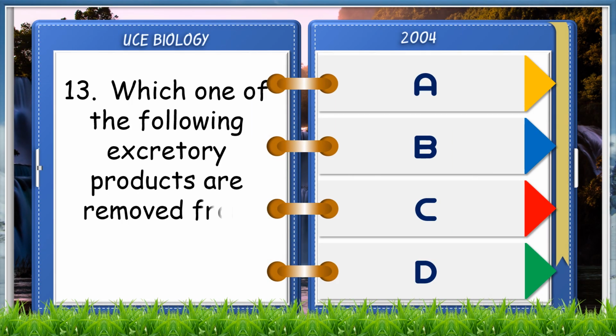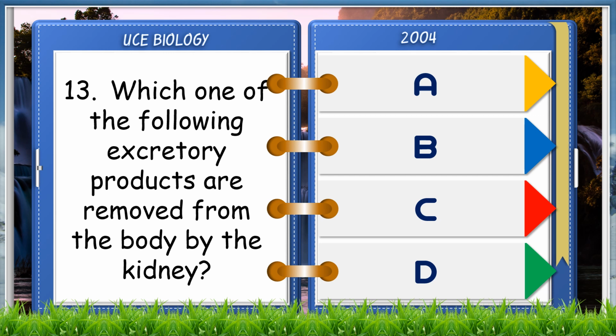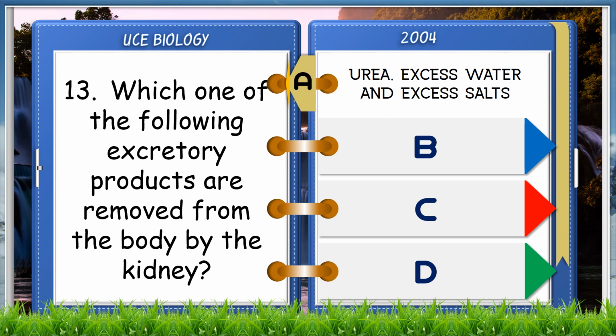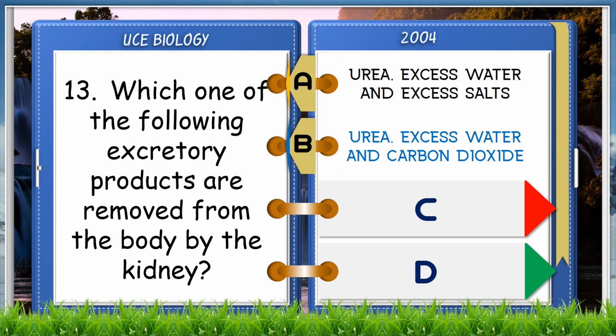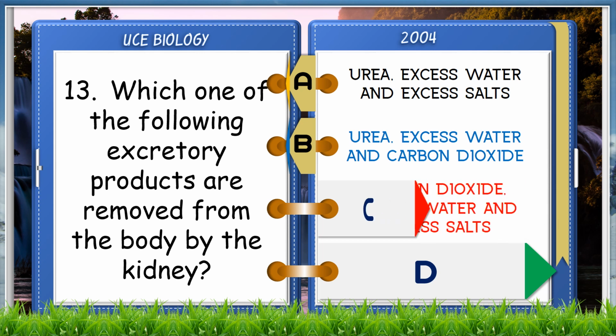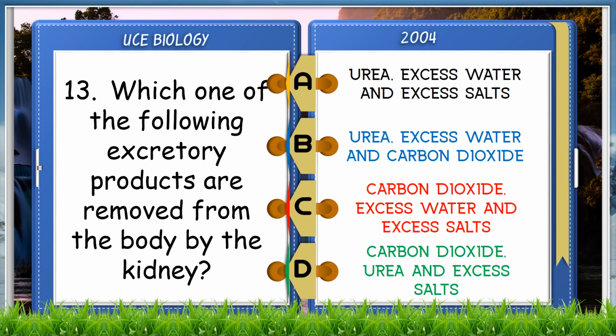Which one of the following excretory products are removed from the body by the kidney? A. Urea, excess water, and excess salts. B. Urea, excess water, and carbon dioxide. C. Carbon dioxide, excess water, and excess salts. D. Carbon dioxide, urea, and excess salts. The answer is A. Urea, excess water, and excess salts.